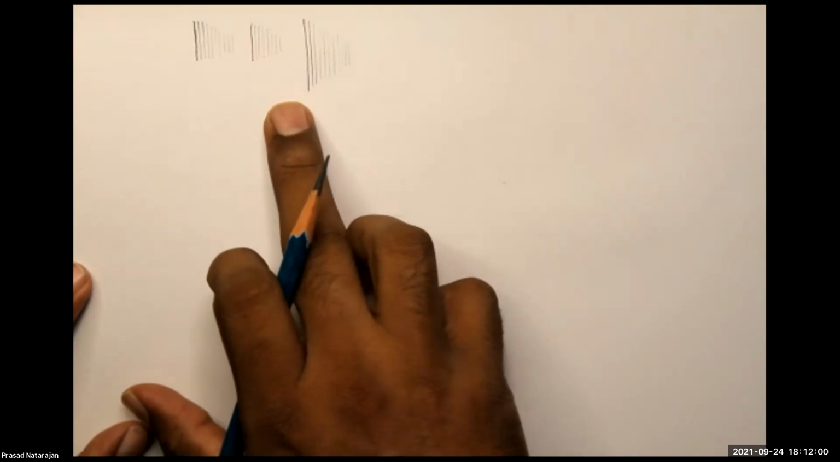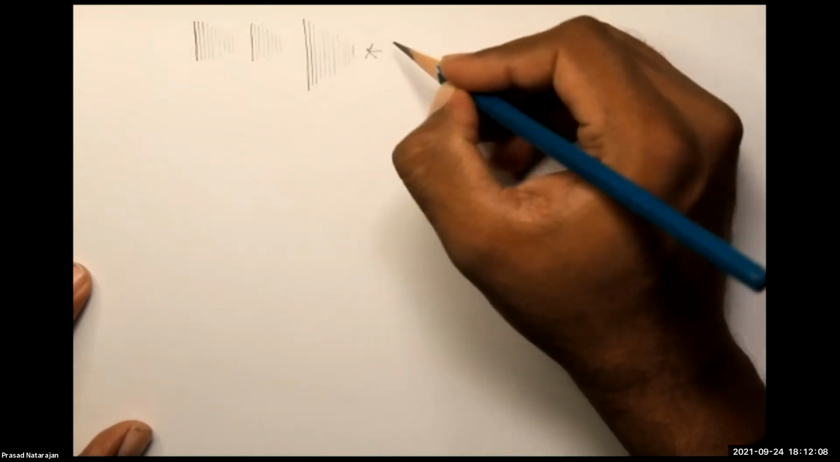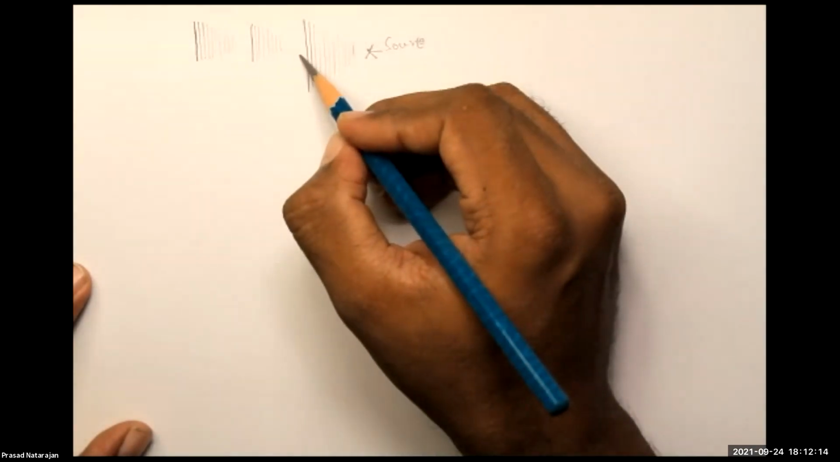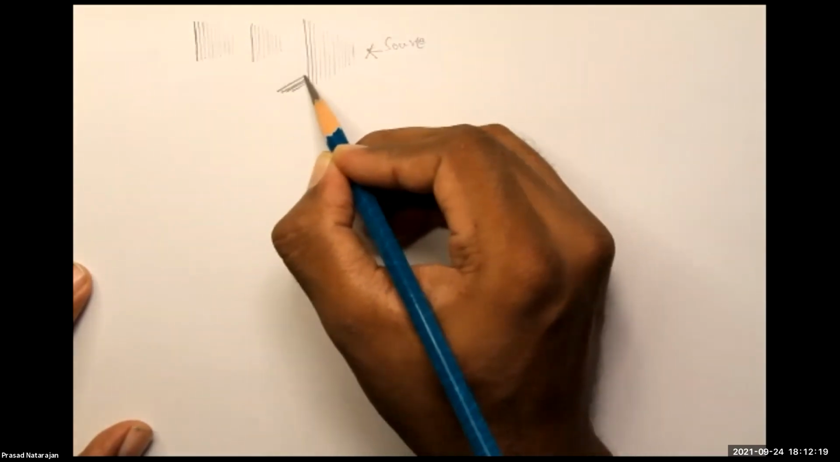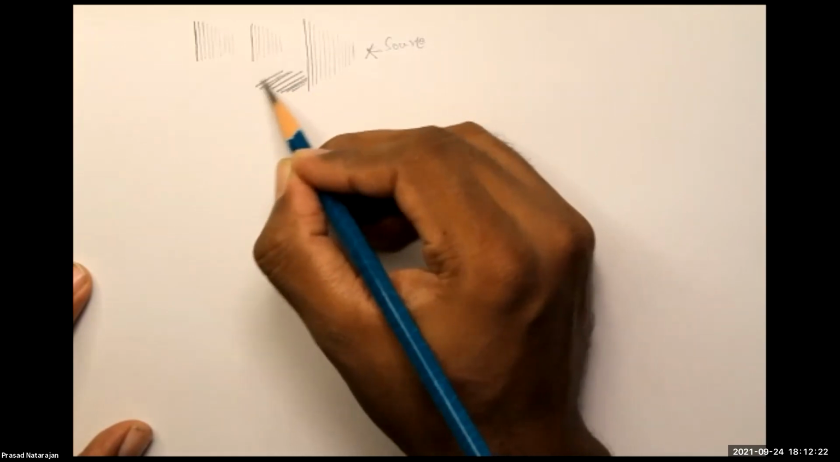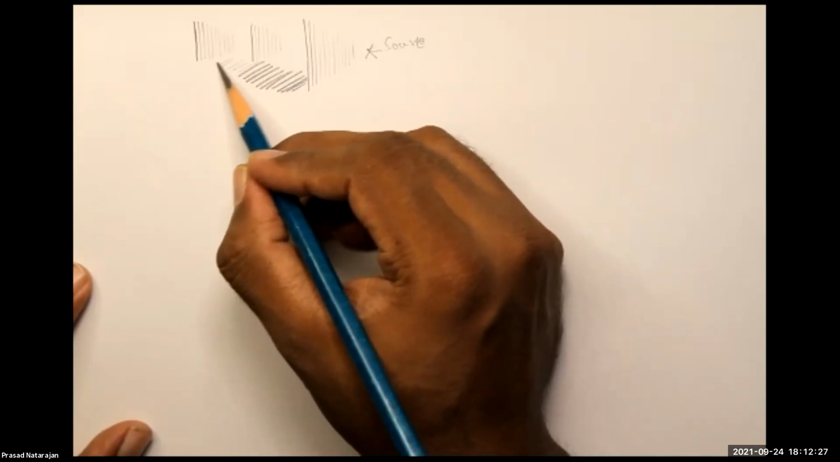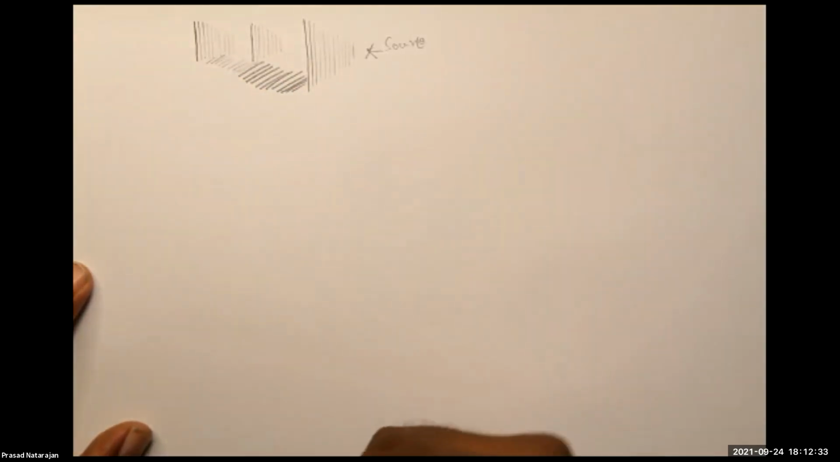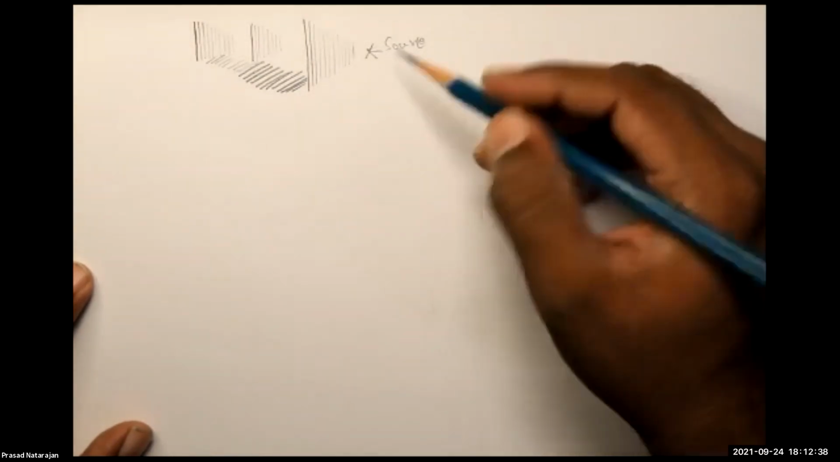So it goes from dark to light. Here it's going towards the light. This is the light area, the light source is here. This is the dark area, and here you have the cast shadow. As it goes further, the intensity of the shadow reduces. So this is the vertical line.